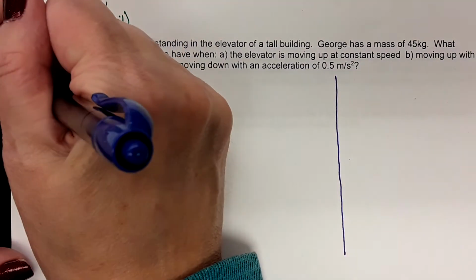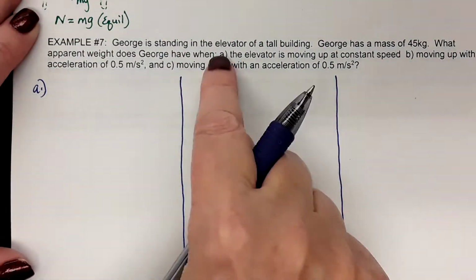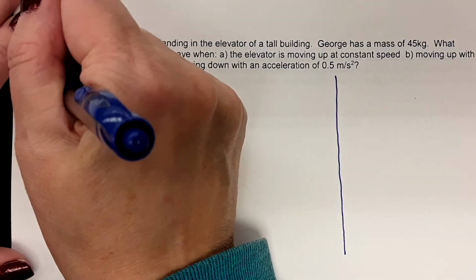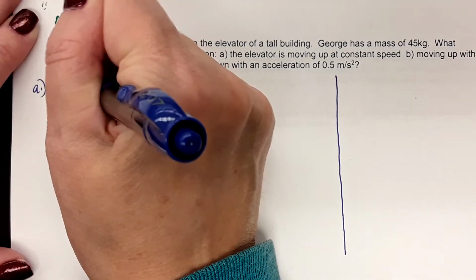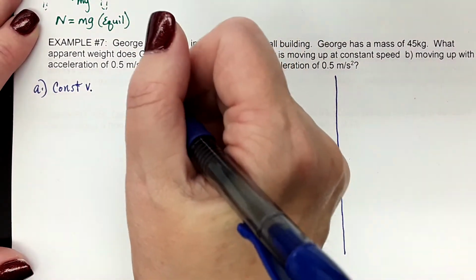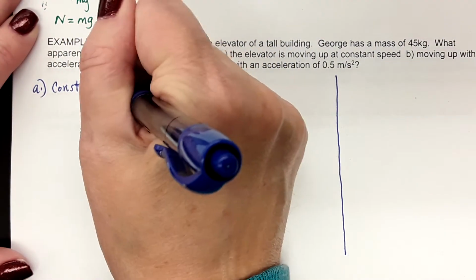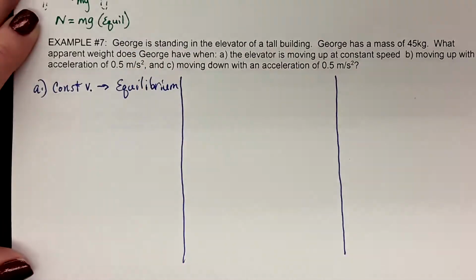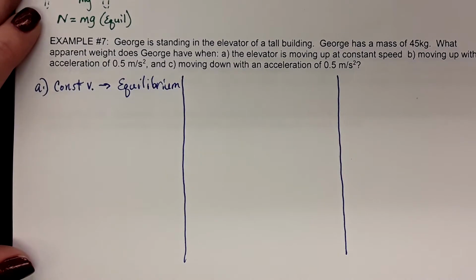All right, we're going to start with part A first. Now this is when George and the elevator are moving up at constant speed. Now, we know something about an elevator at constant speed or constant velocity. That means you are in equilibrium. And when you're in equilibrium, that means all the forces balance out. The net force must be 0 so that there's nothing to change the motion from constant speed to something else.